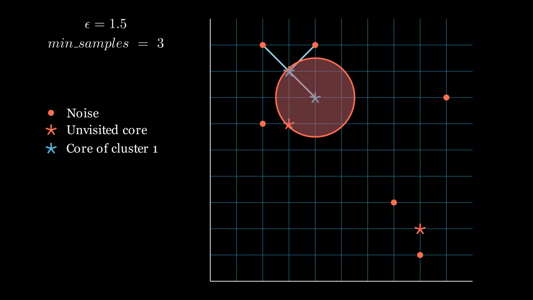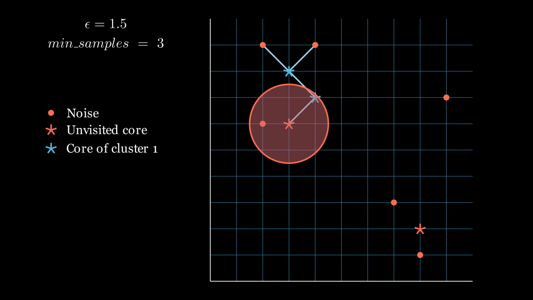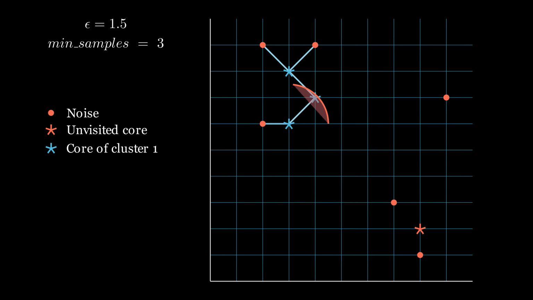Before we continue, I want to emphasize that a cluster can have multiple cores, and a core can expand an existing cluster. Please keep that in mind. Let's continue our depth-first search. Now we have stumbled upon a point connected to our first cluster, but it is not a core point. So we mark it as a border point of cluster 1. Similarly, we process the other 2 points.